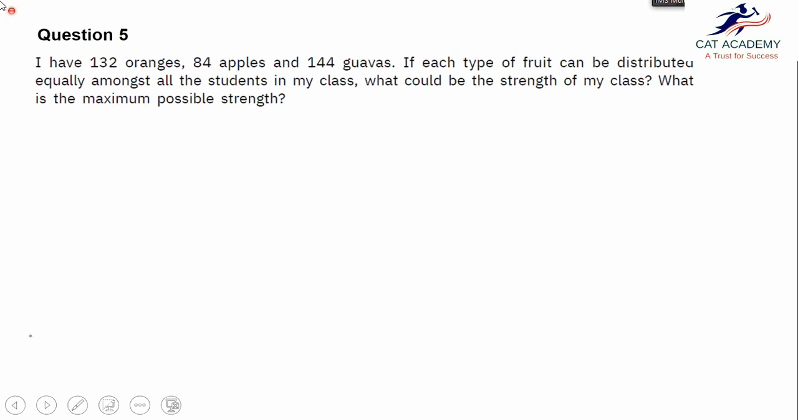I have 132 oranges, 84 apples, and 144 guavas. If each type of fruit can be distributed equally amongst all the students in my class, then what could be my strength of the class? And what is my maximum possible strength? Can you tell me what kind of question is this? LCM type or HCF type?